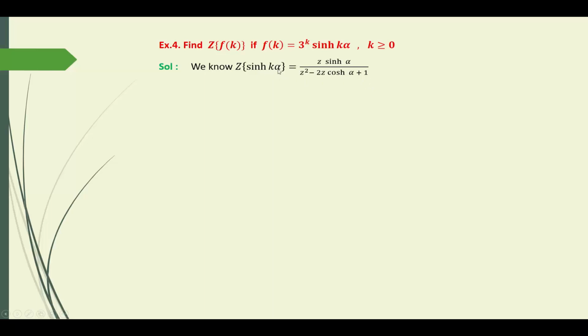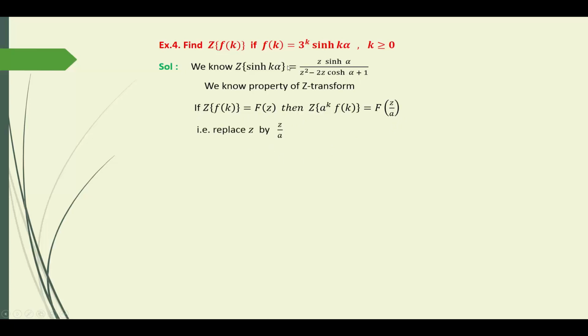Now instead of only sin k alpha, here we have sin k alpha into 3 raised to k, which means multiply by 3 raised to k. We know the z transform property: if the z transform of f of k is F of z, then the z transform of a raised to k into f of k equals F of z upon a. Means if we multiply the function by a raised to k, then in its z transform replace z by z upon a. Here a is 3, so replace z by z upon 3.